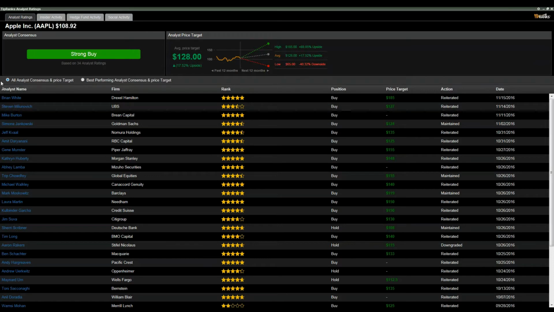You can see what is the highest price target. In this case, it's $185. And you can see the lowest price target, which is $65. And the average of all the price targets would be $128.